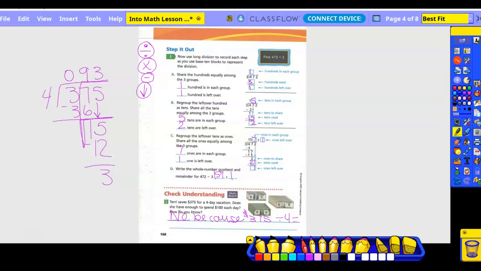So we would just have to say about $93, but then our first place value was in the tens. So in order for it to be 100 or over, it would have to be at least in the 100 spot, correct?